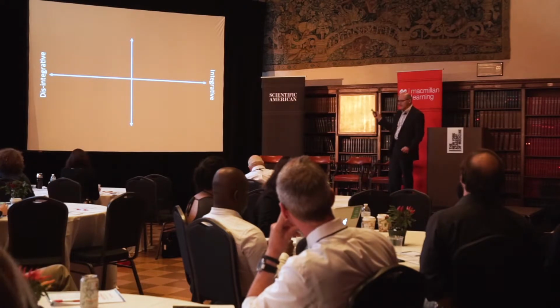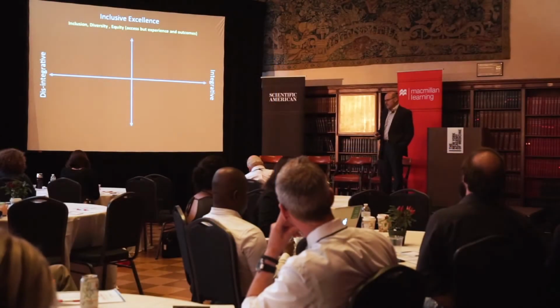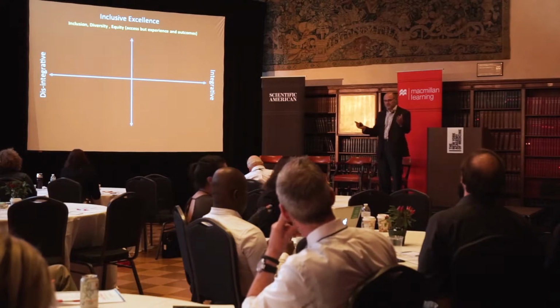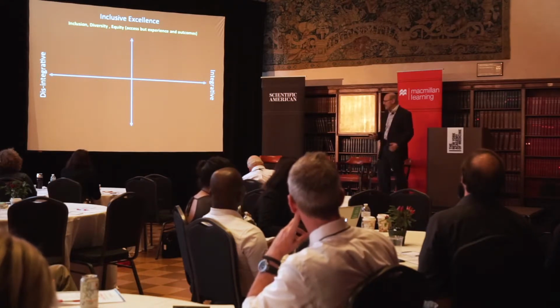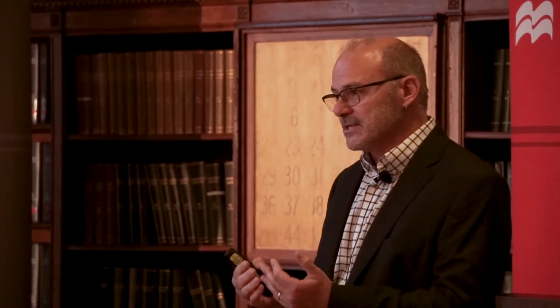So that's the disintegrative integrative axis. The other axis is inclusive, what many people call inclusive excellence, probably a very familiar term to you, coined by the American Association of Colleges and Universities, picked up by people like the Hughes Foundation, etc. It's about inclusion, it's about diversity, it's about equity. It's about saying that everyone not only has access, should have access to higher education, but should have access to a defined version of education that's shaped by excellence.